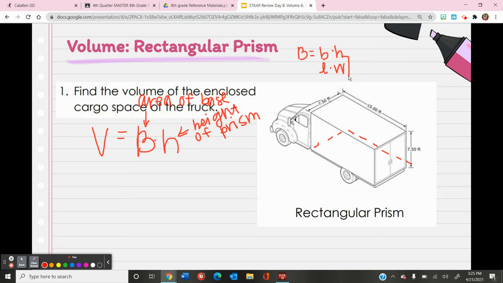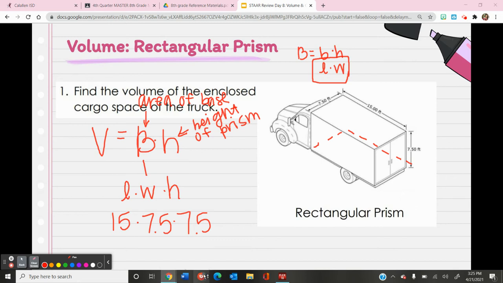Now, I typically like to have you do length times width whenever you are dealing with volume because here you also have the height of your prism. So I don't want you to put the height of your prism twice. So this becomes length times width times your height. So the length of my prism is 15. The width of my prism is 7.5. Now the height of our prism is, again, 7.5.